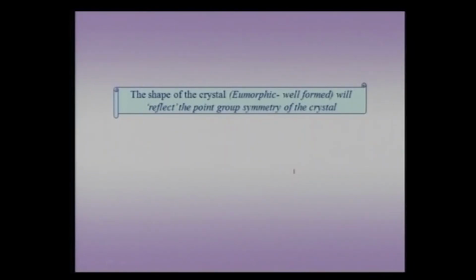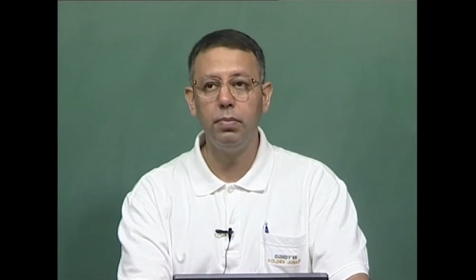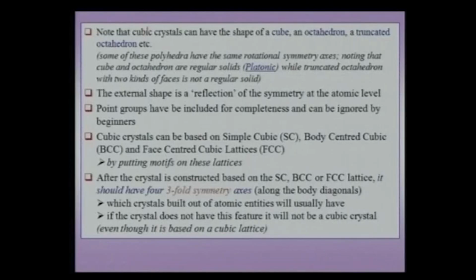Now, we will see some more points regarding properties of crystals, and we will state an important principle very soon. So, let me summarize the important points regarding some of the aspects of cubic crystals we have considered. We have seen that cubic crystals can have the shape of a cube, octahedron, truncated octahedron, or many other possible shapes. Some of these polyhedra have the same rotational symmetry axes. Note that the cube and octahedron are regular, platonic solids, while the truncated octahedron with two kinds of faces is not a regular polyhedron. We have seen that the external shape is a reflection of the inner symmetry at the atomic level.